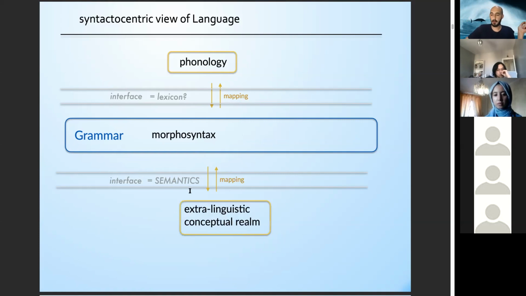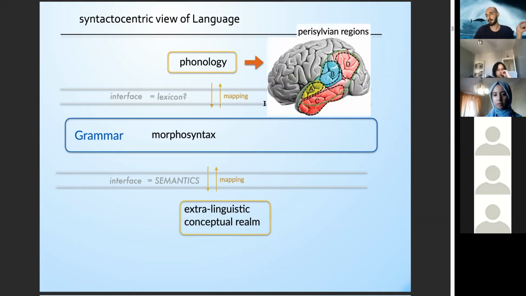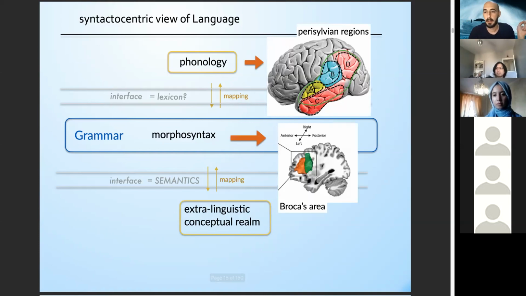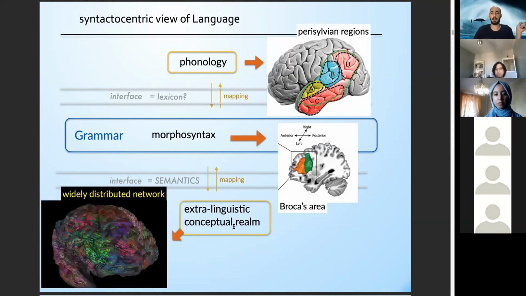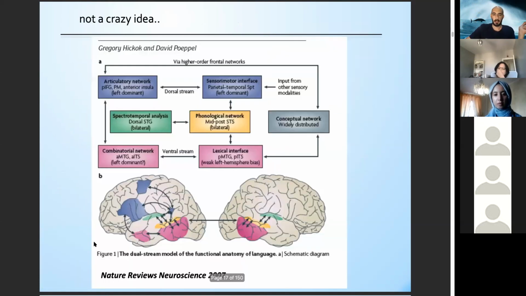So again, phonology might be right here in the big A, and also a little bit in the B. Your morphosyntax is in Broca's area. And where is the extra linguistic conceptual realm? Everywhere. This is a study that we're going to mention next time, where they basically found the whole brain active for different words, and they mapped the meaning of these words in different areas of the brain. Good. It might not be a crazy idea, actually.